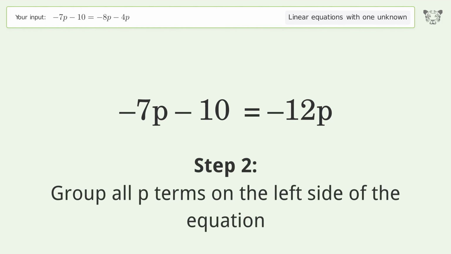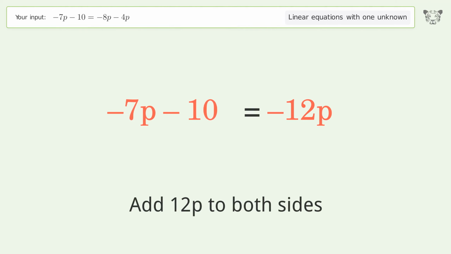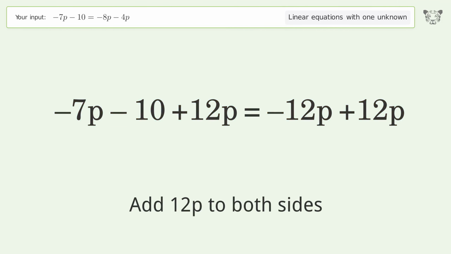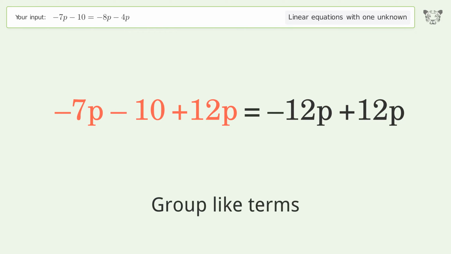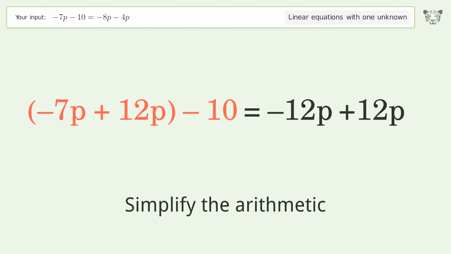Group all p terms on the left side of the equation. Add 12p to both sides. Group like terms. Simplify the arithmetic.